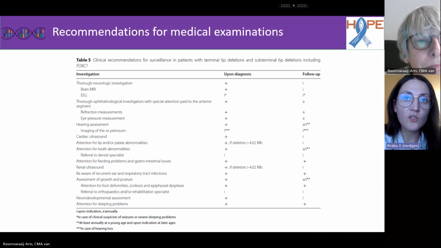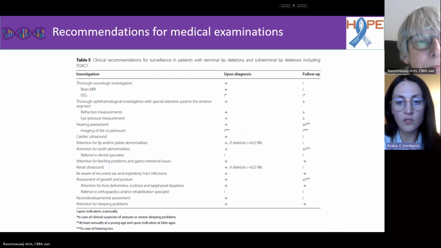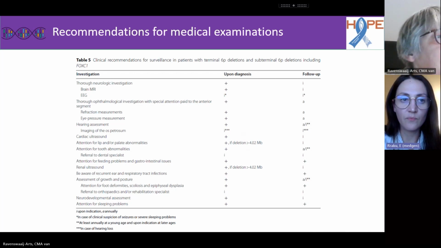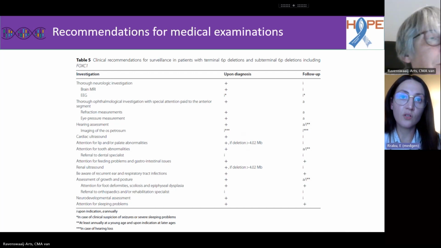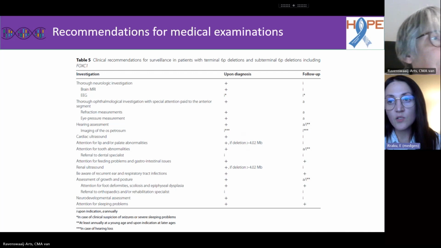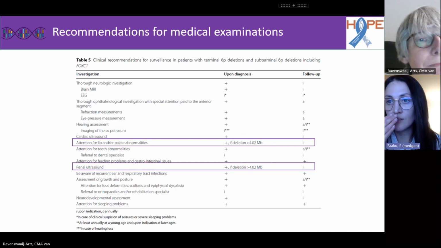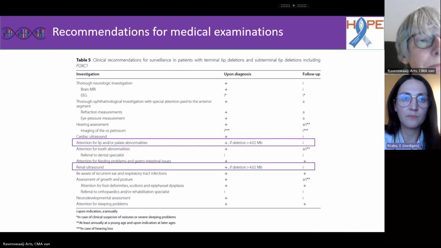For terminal deletions that are larger than 4.02 MBs, we have some extra recommendations since these individuals had some additional features. And these recommendations are that they should undergo also an ultrasound of the kidneys, and special attention should be paid to the lip and palate development.